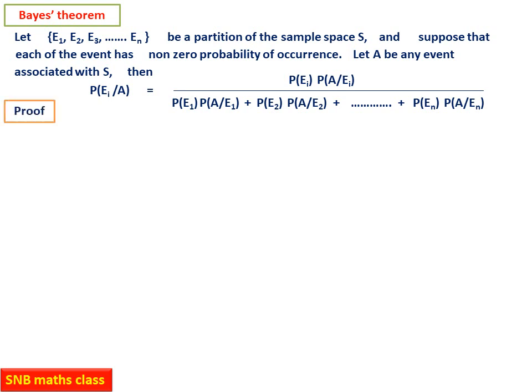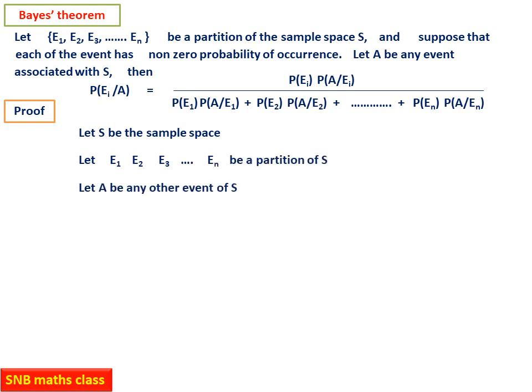Now let us prove it. Once again, I need not show the diagram and explain what a partition is. If you have doubts, please revise the previous lesson, that is lesson 7, before watching this video. Let us proceed. Let S be the sample space. Let E1, E2, E3, etc., En be a partition of S. Then let A be any other event of S.